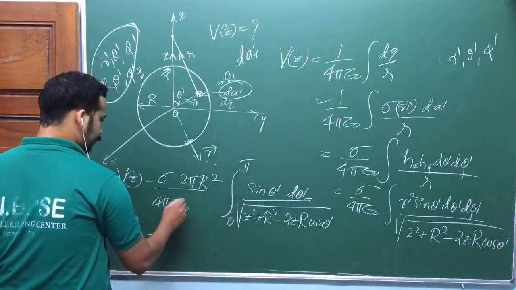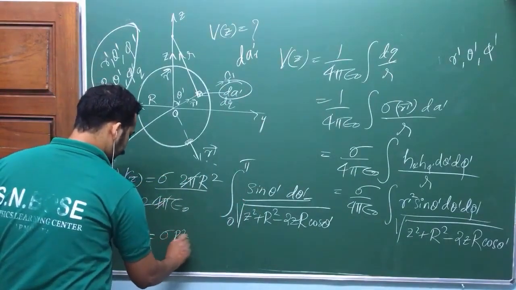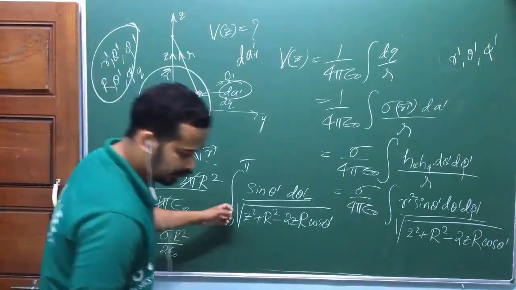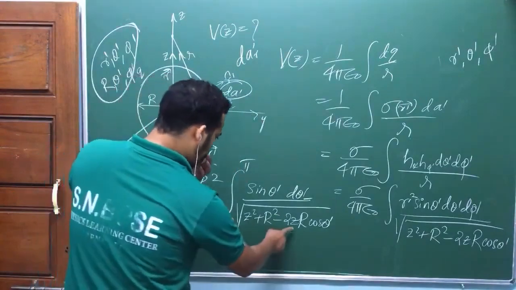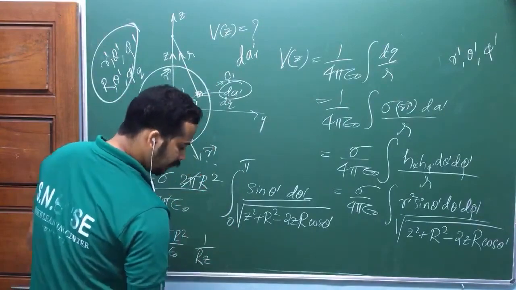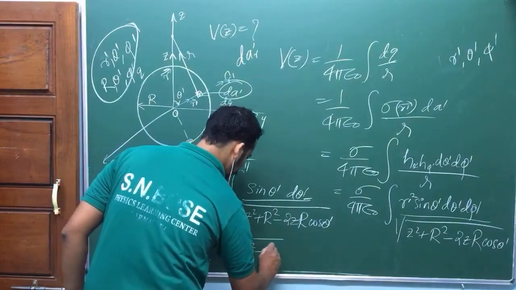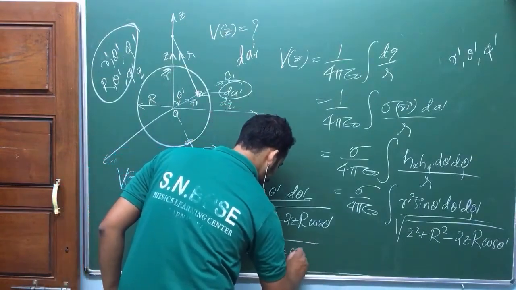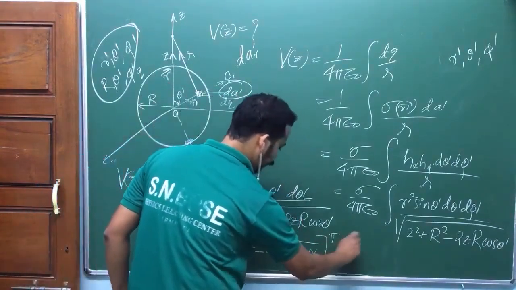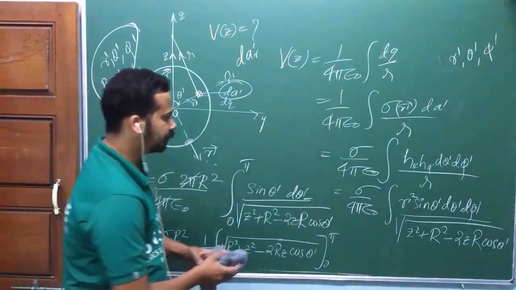Wait a second. Sigma R square divided by 2 epsilon naught, okay? So this answer is 1 by R z, I think. 1 by R z, root of R square plus z square minus 2 R z cos theta prime, okay, where theta prime runs from 0 to pi.